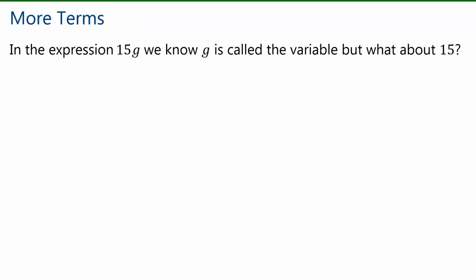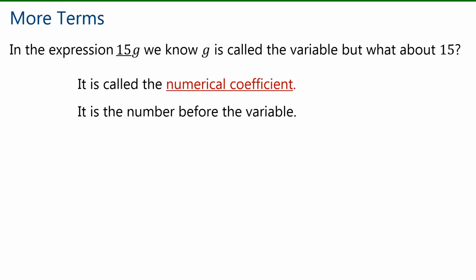Now we're going to learn some more terms. In the expression 15g, we know that the g is called the variable, but what about the 15? Well, that is called the numerical coefficient, or simply just coefficient. That is always the number that's written before the variable.